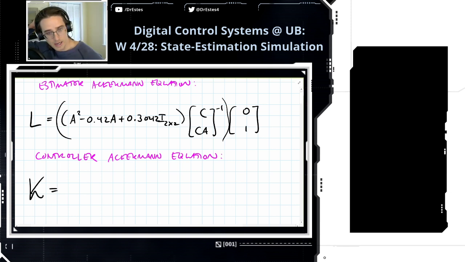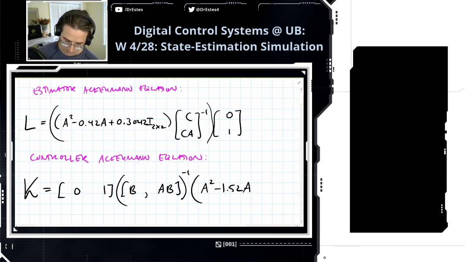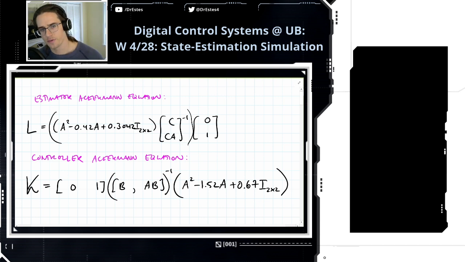Our feedback gain matrix was equal to 0, 1 times our controllability matrix. You take the inverse of this, and then we had this characteristic equation on this side, plus 0.67 times the identity matrix, which was 2 by 2. So if you compare these two, they look very similar but kind of flipped.